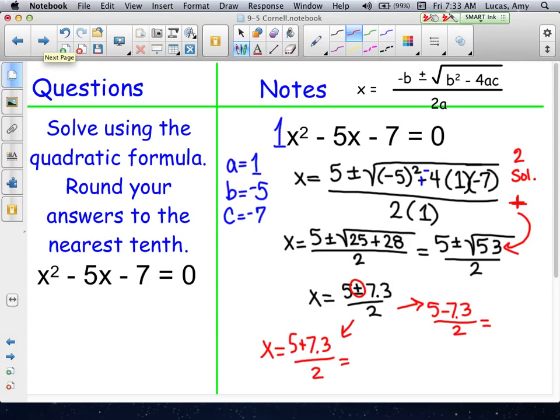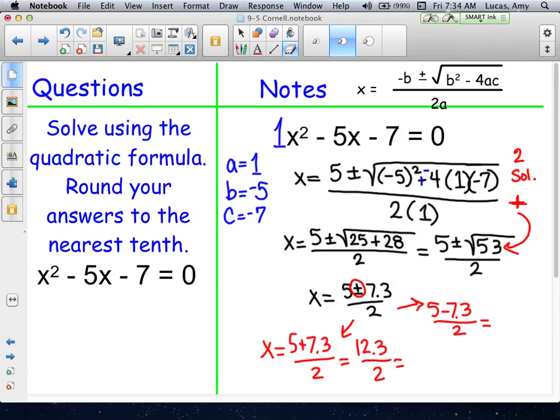Please make sure that you solve the numerator of this fraction before you divide. A lot of students put this in their calculator, and when you do that, if you put it in without parentheses in the numerator, it will divide only the 7.3 by 2. So make sure you're dividing not 7.3, but 12.3. So add first, then divide.